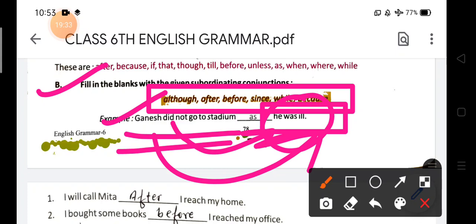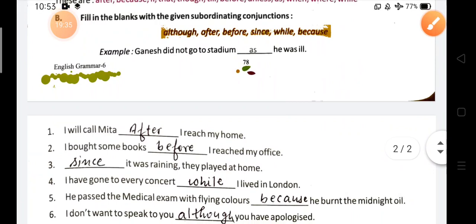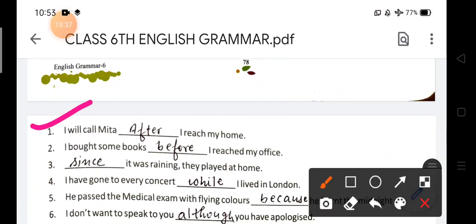Okay, next example you will see over here. The first example from here: I will call Meeta after I reach my home. So you have seen that after is a subordinating conjunction. Next, you can say, I bought some books before I reach my office. Before I reach my office, I bought some books.